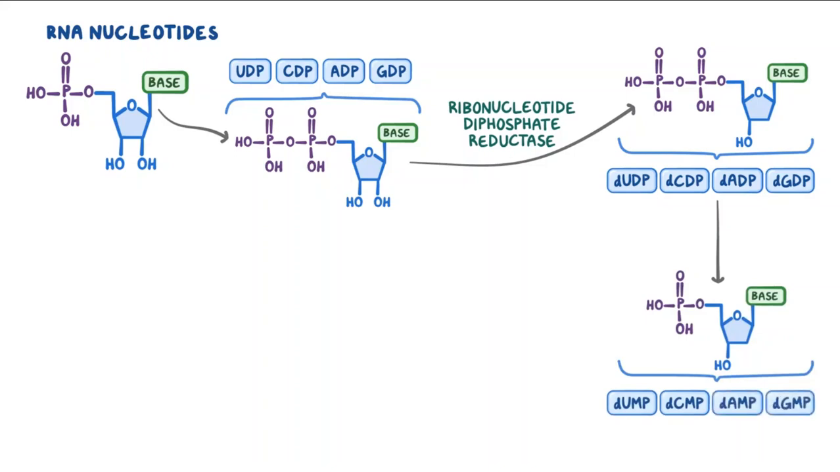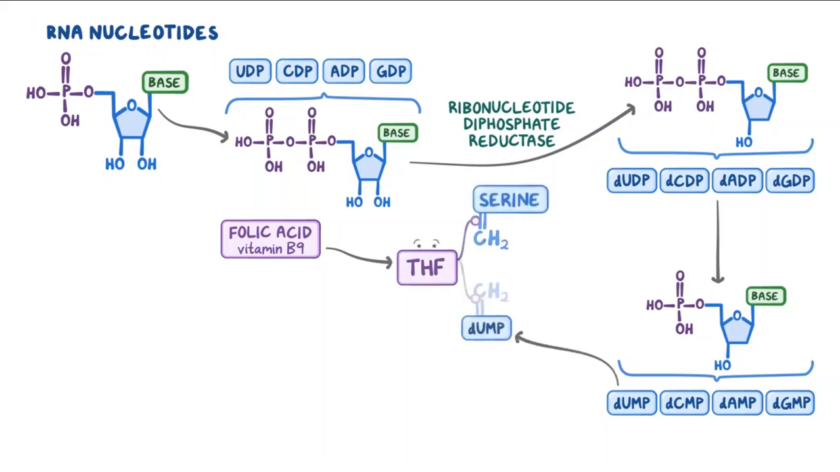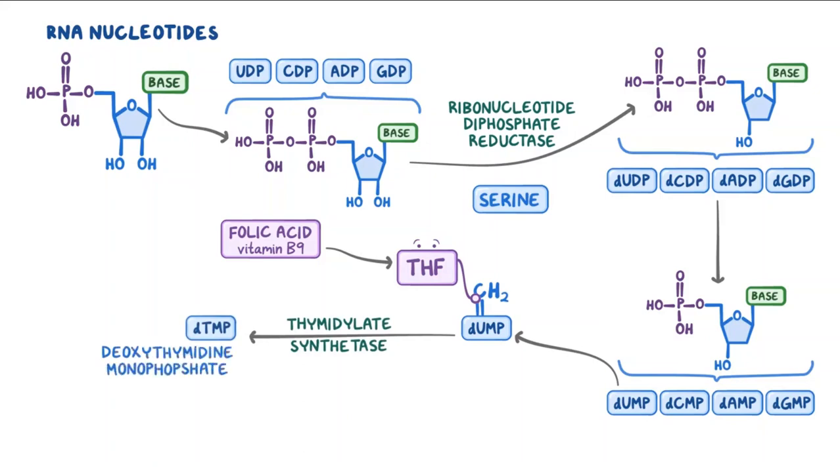But something is missing, dTMP. And here comes the folic acid, or vitamin B9, which is converted to tetrahydrofolic acid, or THF. THF acts as a mediator and accepts a methylene group from the amino acid serine and transfers it to dUMP, or deoxyuridine monophosphate. Then, an enzyme called thymidylate synthetase can convert dUMP to dTMP, or deoxythymidine monophosphate, and at that point, we're all set to make DNA.